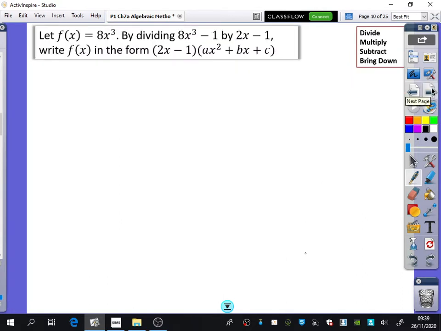So actually, I've realized there's a bit of a typing bit here. It should say let f of x equal 8x cubed minus 1. It's supposed to say 8x cubed minus 1 there.